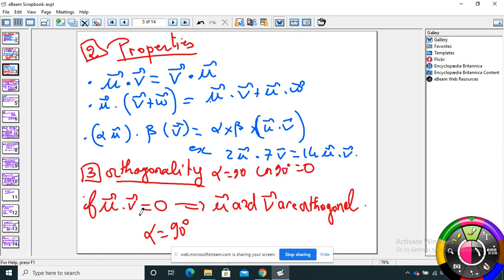So if U dot V is 0, it means U and V are orthogonal, meaning alpha is 90 degrees. Now we move to the formula of the magnitude.